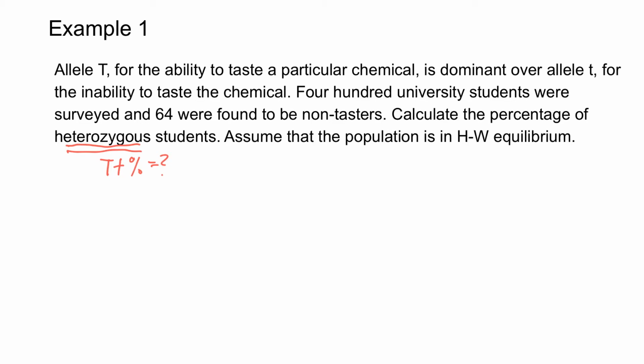We know that T is the dominant allele, so that's going to be p, and little t is going to equal q. So the first thing we look at is how we can figure out what either p or q is. Because in order to find the heterozygous percentage of students, we have to have 2pq. We have to know 2 times p times q, so we need to know both of those variables.